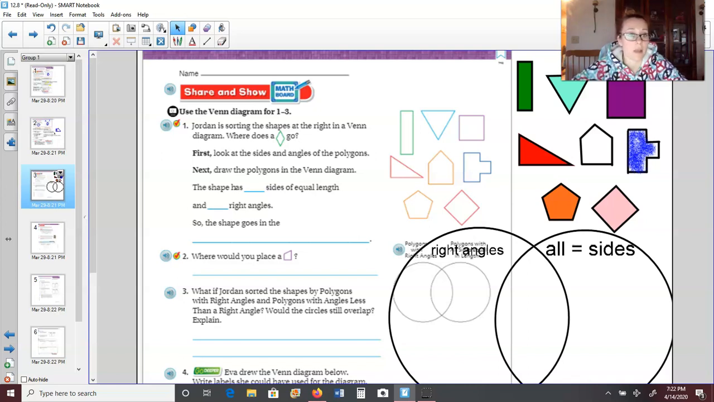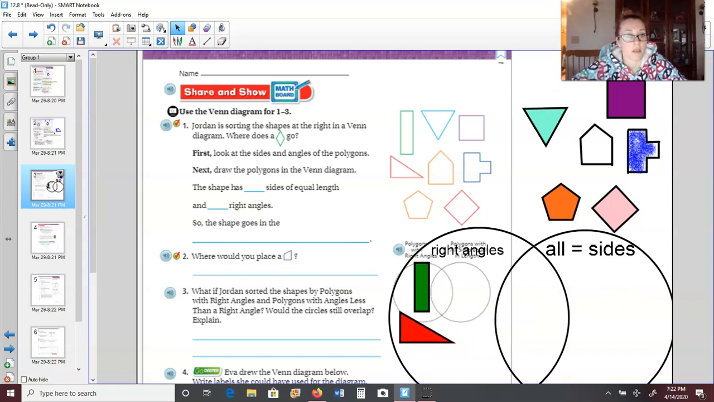So the green shape I have here is a rectangle. It does not have all equal sides. So therefore, I'm going to put it over on the left where my right angles would be, because it does have right angles. Let's go to the red triangle here. Does it have all equal sides? No, it certainly does not. So it won't go in the middle. It does have a right angle though, because it is a right triangle.